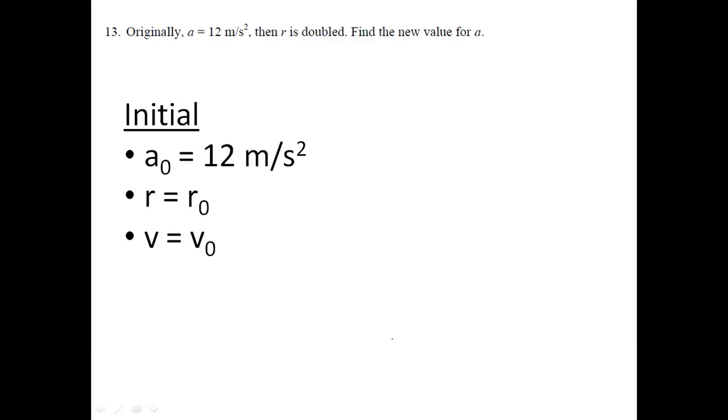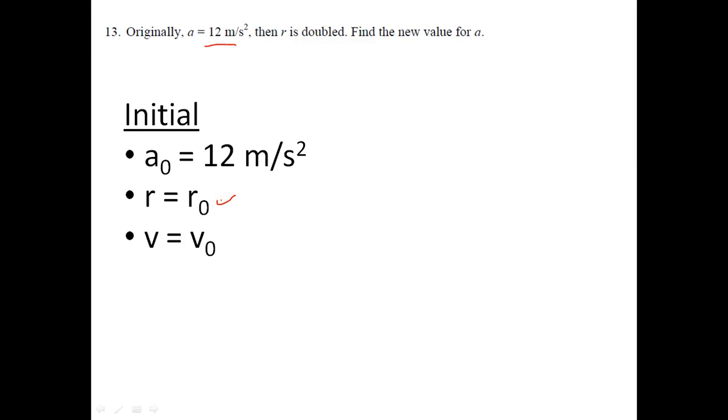First, similar to the first problem, we're going to write down what we've been given. We're told initially a naught is equal to 12 meters per second squared, as we're told right here. Originally a was 12 meters per second squared. Now afterwards r was doubled, but initially r was r naught, the original value. That's why we have r naught here.